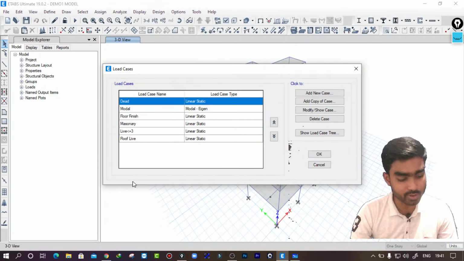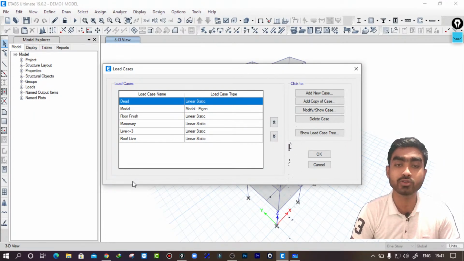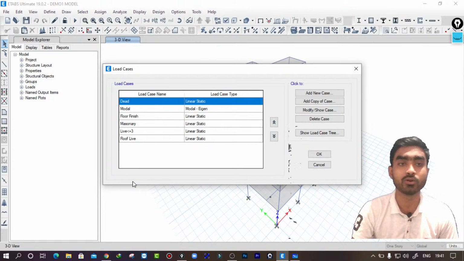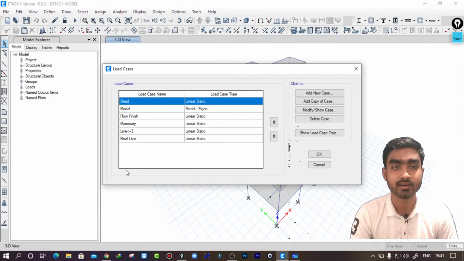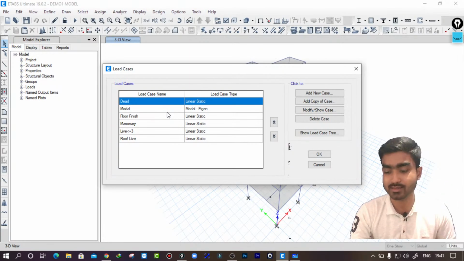Yes, gravity load should be there. Mr. DK Singh, for the modal analysis, gravity load should be there. The dead loads and the live load should be there, because the dead load and live load we are going to use for the seismic load calculation, right? Seismic weight calculation. So that seismic weight will act as the modal mass.